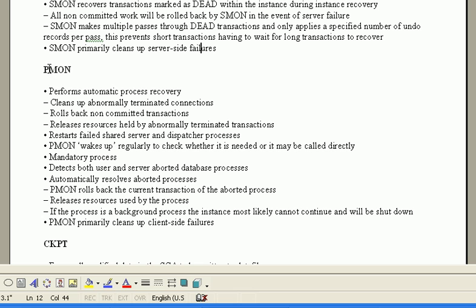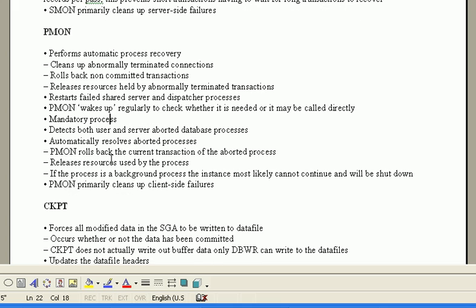Next is the PMON, that is the process monitor. It performs automatic process recovery, that is, it cleans up abnormally terminated connections, rolls back non-committed transactions, and releases resources held by abnormally terminated transactions. It restarts failed shared server and dispatcher processes. PMON wakes up regularly to check whether it is needed, or it may be called directly. It is a mandatory process.